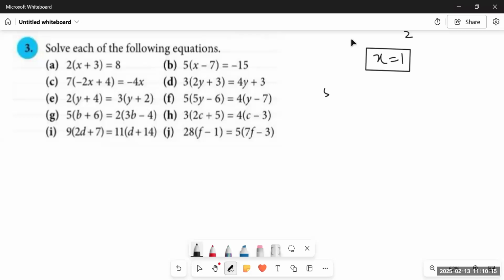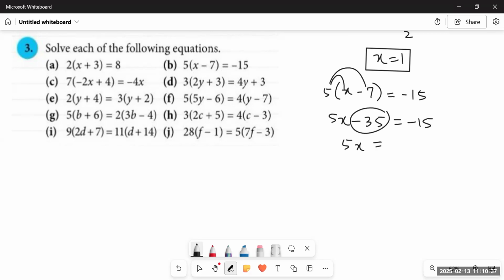Now next, 5 bracket x minus 7 is equal to minus 15. So first we are going to apply the distributive law. 5 multiplied by x is 5x, plus minus, positive 5 and negative 7, plus minus is minus. 5 sevens are 35, is equal to minus 15. Then 5x is equal to minus 15 plus 35. Plus minus minus, 35 minus 15 is equal to 20. So it would be 5x is equal to 20. Then x is equal to 20 upon 5. 5 ones are 5, 5 fours are 20. So it would be x is equal to 4.